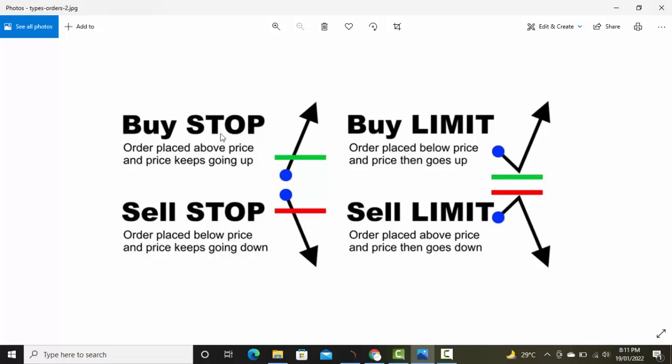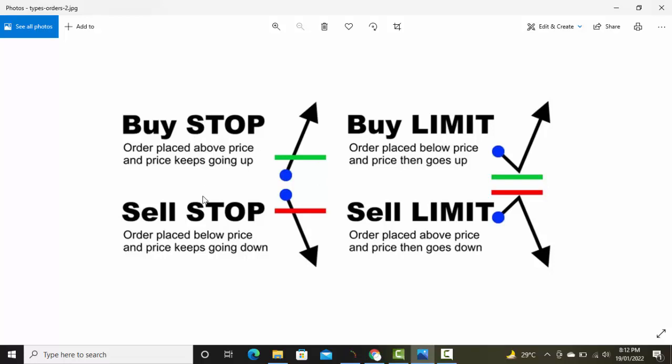So as we can see it here, it is an order to buy above current market price. So order placed above price and price keeps going up. You use a buy stop when you expect price to break above a certain range. And when it does, you are still expecting price to continue to surge northward. That is when a buy stop is used.